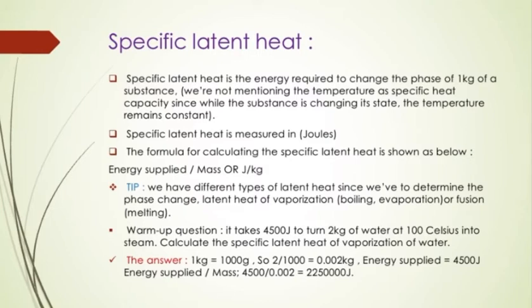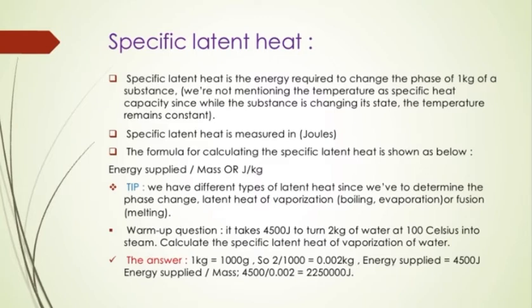So guys, based on this information, there is a warm-up question here that says it takes 4,500 joules to turn 2 grams, there is a typo here, 2 grams of water at 100 Celsius into steam. Calculate the specific latent heat of vaporization of water. So guys, based on this specific question, we know that we have two things: the energy supplied and the mass.